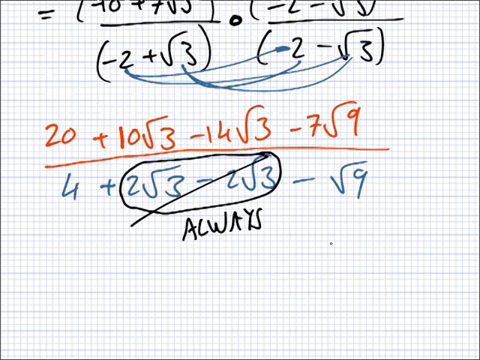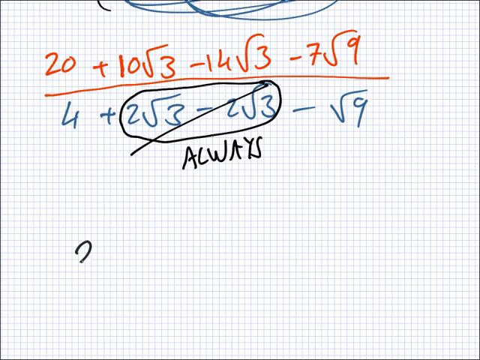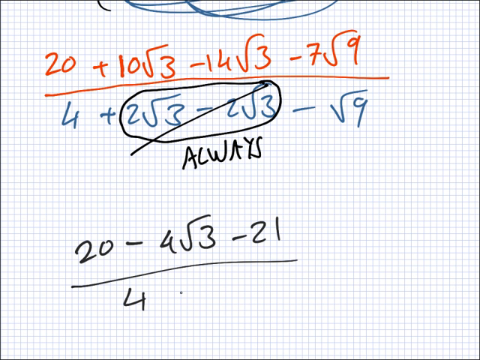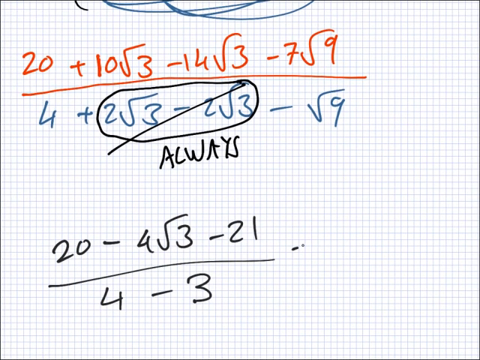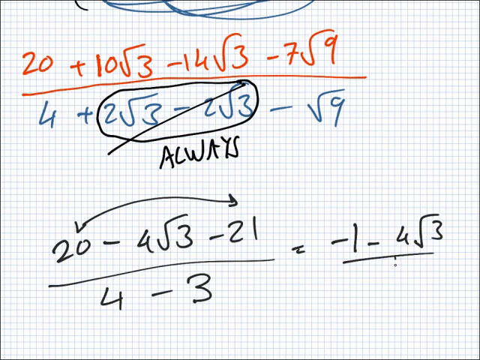So let's clean up the top. That's 20 minus 4 root 3, and then root 9 is 3. 3 multiplied by 7 is 21. And then on the bottom I have 4 minus 3. So on the top I'll have minus 1, because you can put that with that. Minus 4 root 3 over 1, which you can just write as minus 1 minus 4 root 3, because it's over 1.